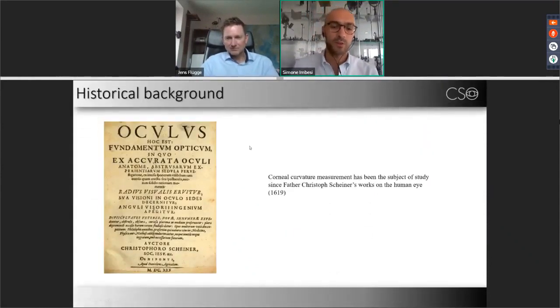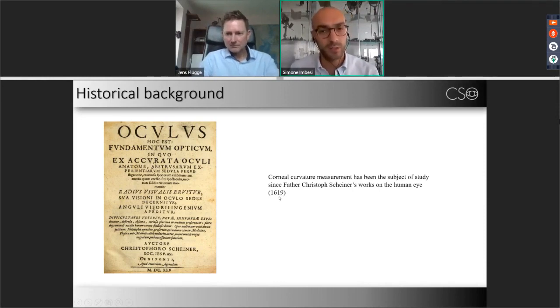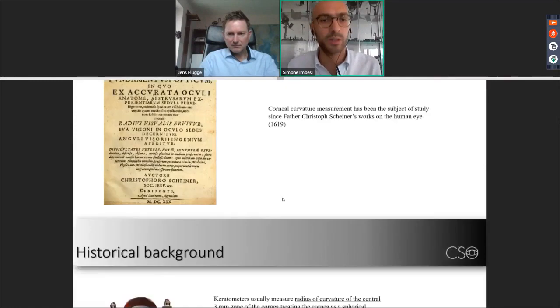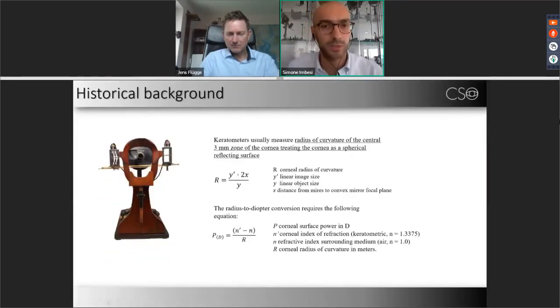We know that the first document reporting the study of corneal shape was dated 1619, and here Christoph Scheiner, for the first time, studied the corneal surface as a reflecting mirror. In the next 2 centuries, based on this principle, 2 devices were developed. The first was the ophthalmometer. This device allows measuring the corneal curvature in the very central part in 4 points.